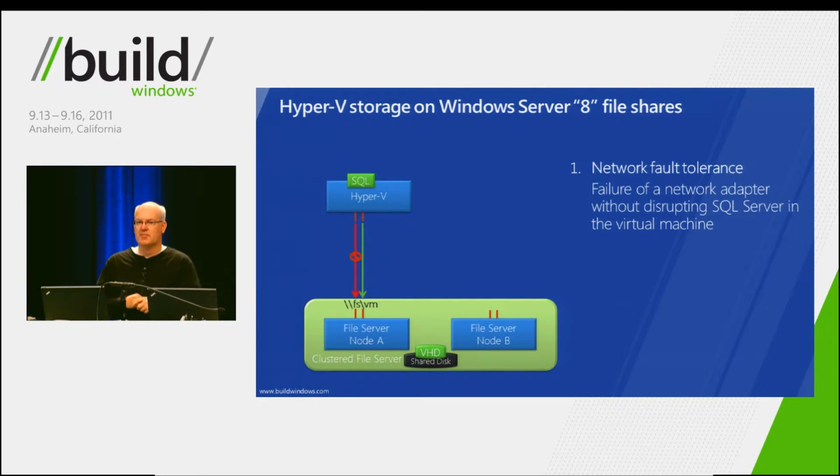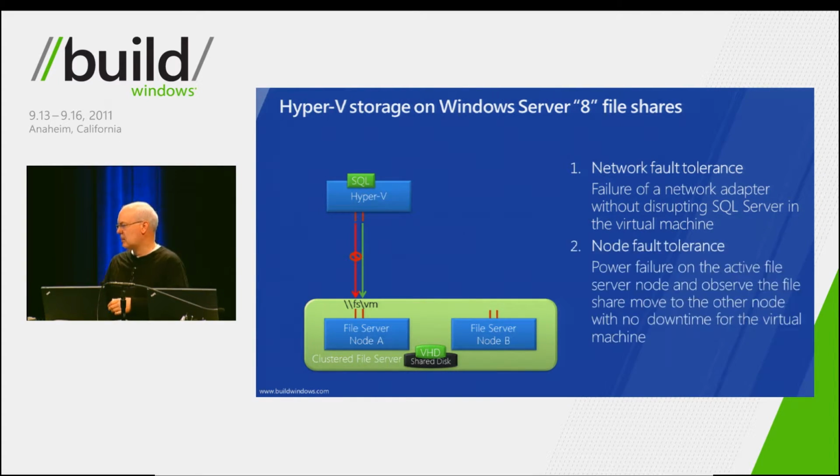First thing I'm going to do is introduce network fault tolerance. I'm going to simulate a failure of one of the network adapters in the Hyper-V host, and you'll see that we will fail over to the other network adapter without causing any interruption to the SQL server. Secondly, we'll see node fault tolerance, where I'm going to simulate a power failure of the active node and then see that the file share moves over to the second node, and the connection is reestablished.